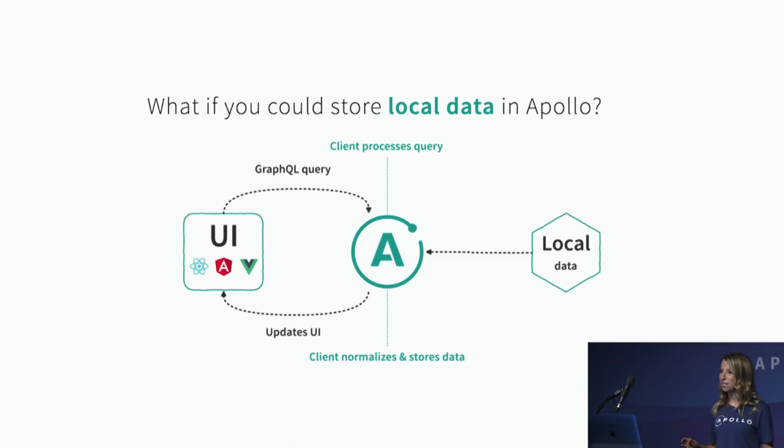So this opens up the door to a really interesting use case. What if you could query local data in your application? Things like network status, things like routing, things that you already use Redux or MobX for, and then store it in Apollo Client. This way, you get the same caching benefits, you get the ease of querying, and all the awesome features that we talked about earlier that already come built into Apollo Client, without having to set up a second store or maintain it yourself.